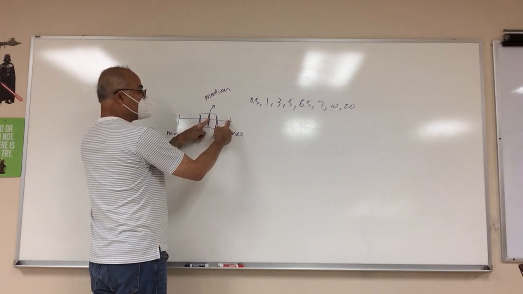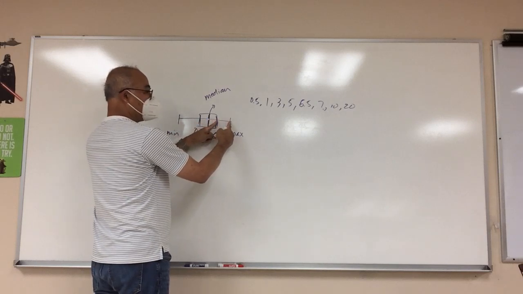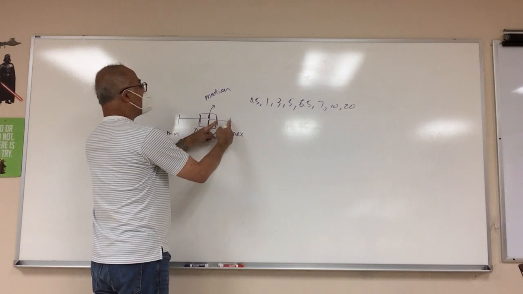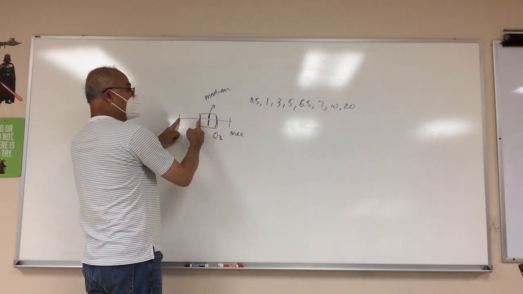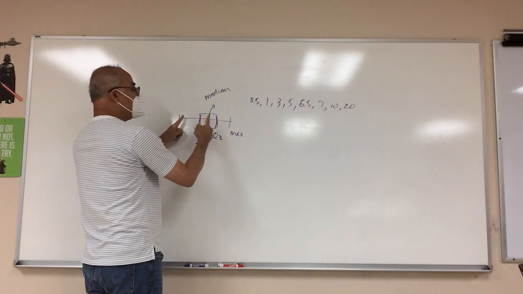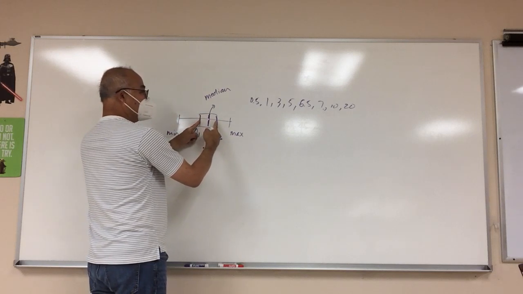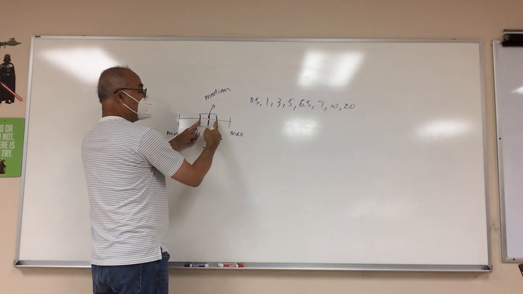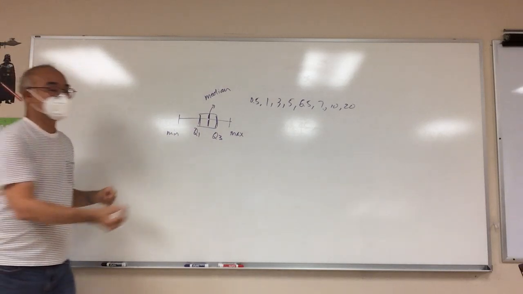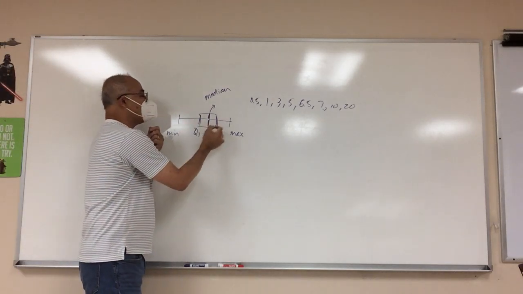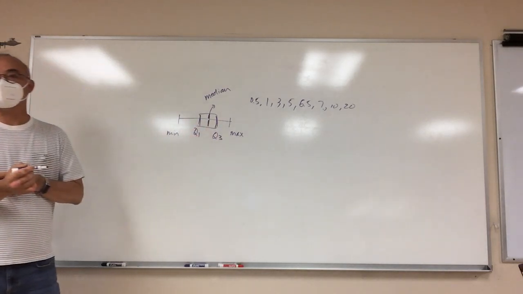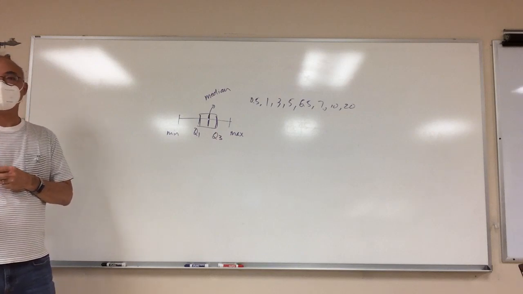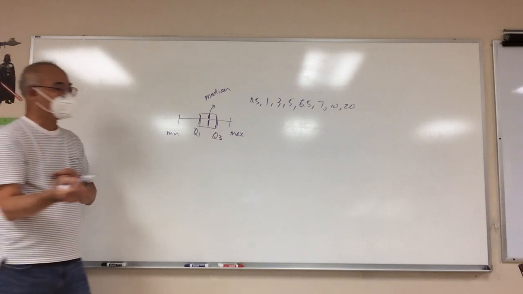Another 50%, correct? What is from here to here? 25. 25. Here to here? 50. 25. From here to here? 50. 50%, right? So in the box and whisker plot, within the box, you are always guaranteed to have half of your data set. Okay?